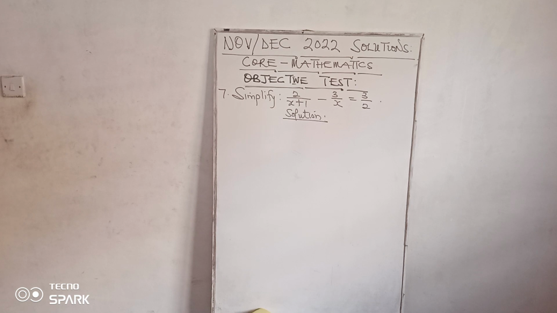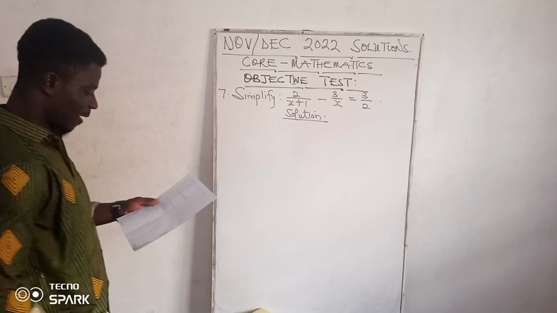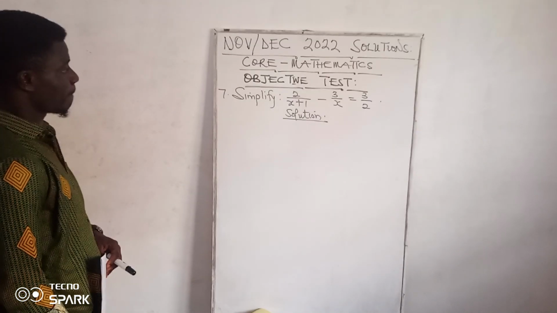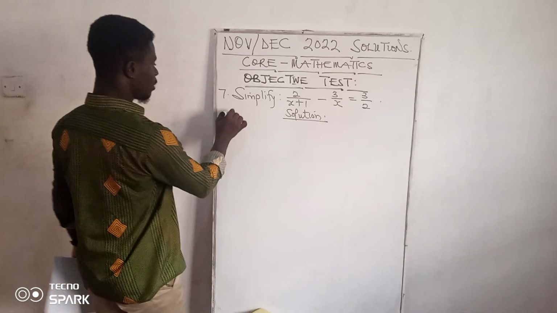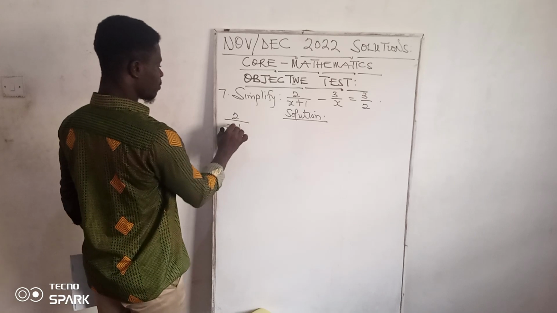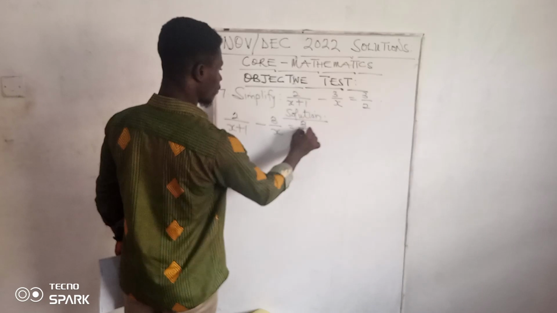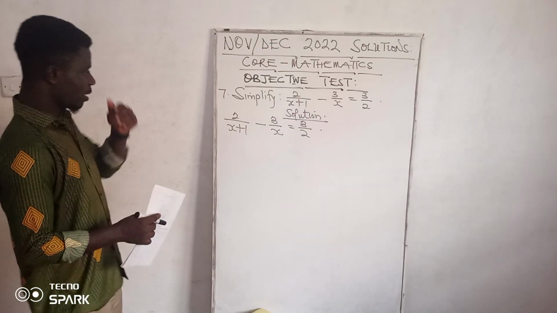Alright, so simplify 2 over x plus 1 minus 3 over x equals 3 on 2. They said we should simplify. If you check the possible answers here, they want us to leave our answer as a quadratic equation. So I have 2 on x plus 1 minus 3 on x equals 3 on 2. Now what will be our LCM here?